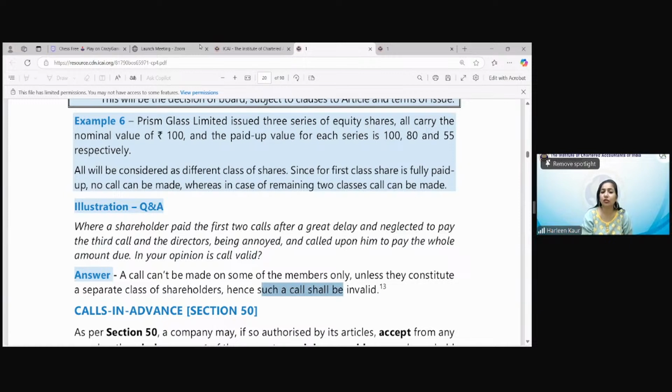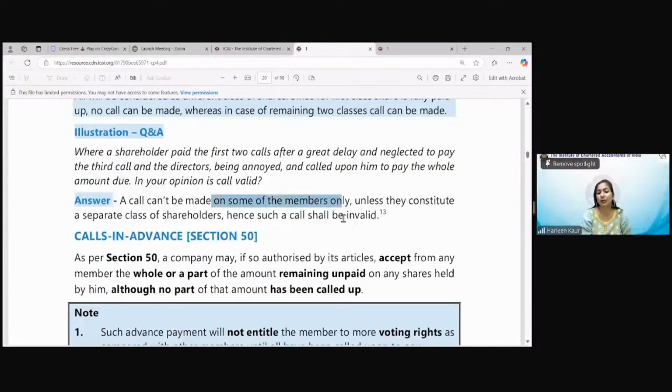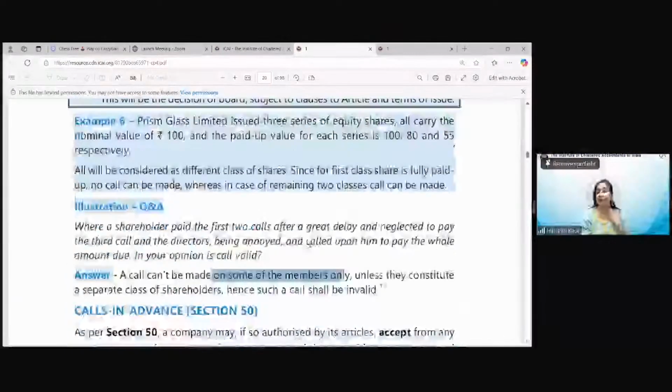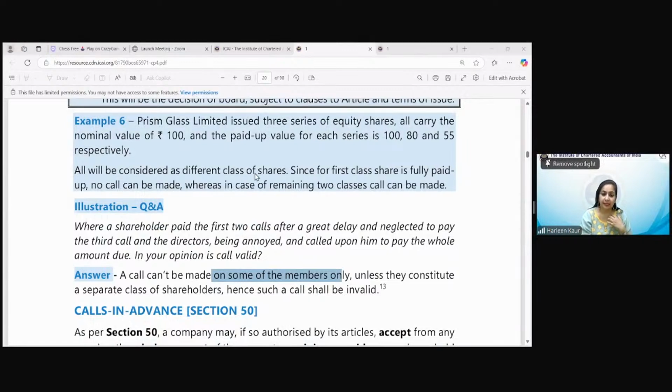Yes, you will forfeit the shares. Simple. If partly paid up shares are not fully paid up, they can forfeit the shares, but they cannot ask some of the members only to pay it fully. You maintain uniformity, give equal treatment to everyone. Is that clear? Everyone is clear on section 49? Yes, absolutely correct.